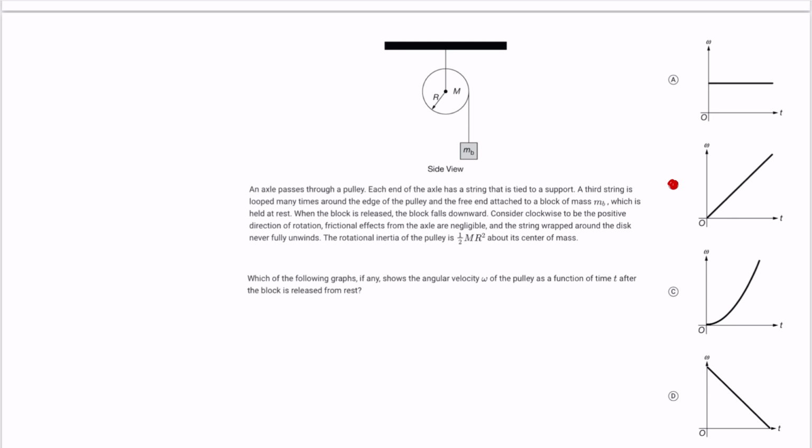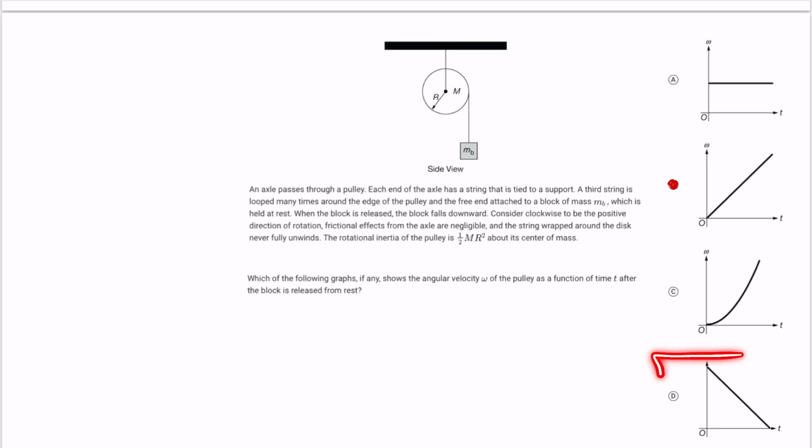The question is, which of the following graphs, if any, show the angular velocity of the pulley as a function of time t after the block is released? And we just described why that's actually B. Answer choice A shows that the angular velocity doesn't change, but is some constant value. C says that the velocity is going to be increasing at an increasing rate. That would only be true if our acceleration is increasing over time. That's not going to be the case.